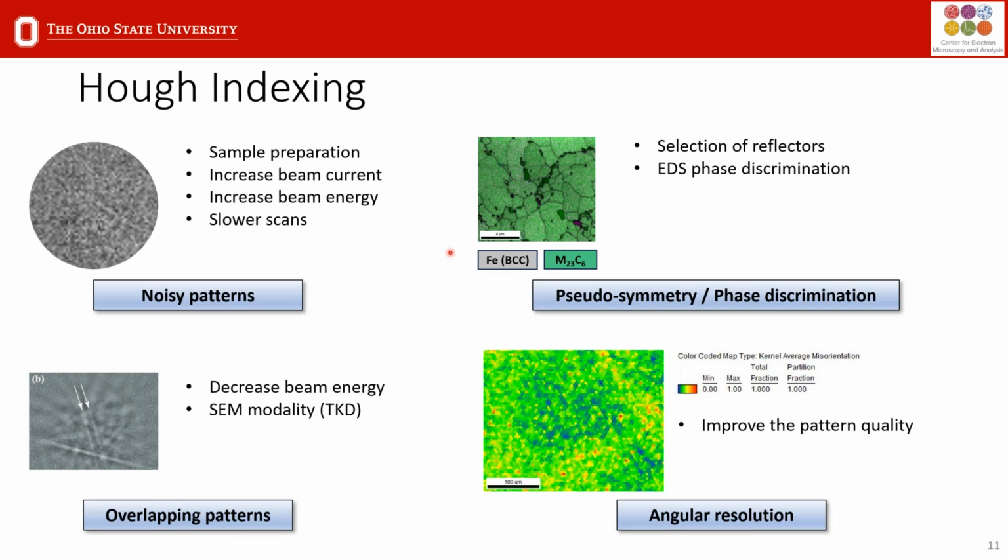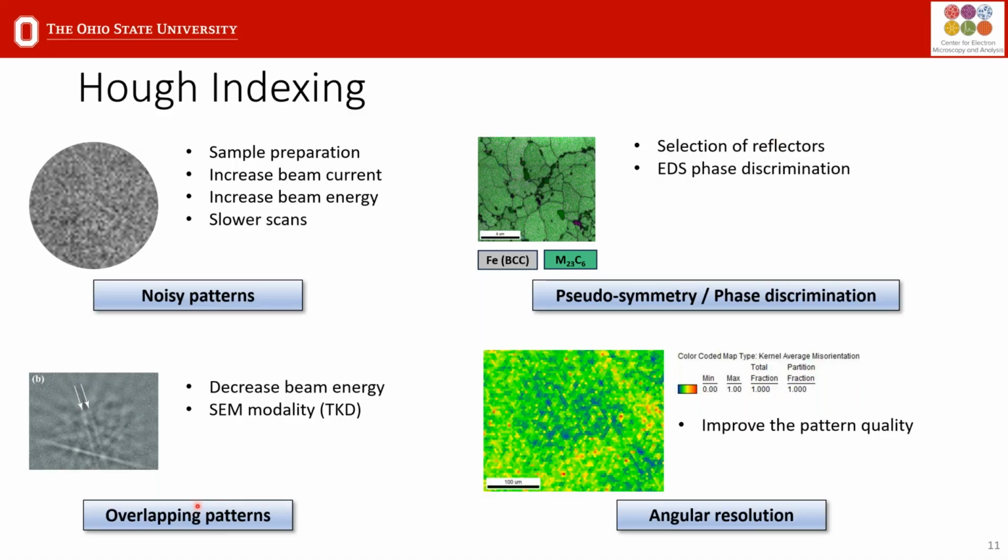your particular analysis. Pseudosymmetry and phase discrimination is a little bit more difficult to deal with, but you can use the chemical information to help with the phase discrimination, and then also playing around with the reflectors, that can sometimes also help.